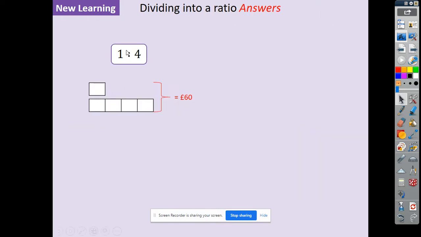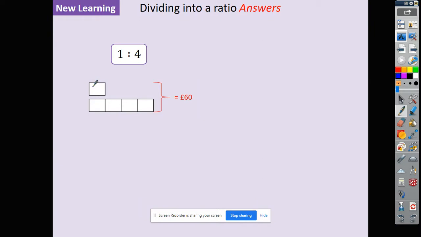Okay, so let's have a look. If you were doing the first one, it was in the ratio of 1 to 4, so we drew 1 square, and then here we've drawn 4 squares. We've still got £60 that we need to share between these 1, 2, 3, 4, 5 parts. So how much is each one going to be worth? Well, 60 divided by 5 would give us 12. So each of these must be worth 12.